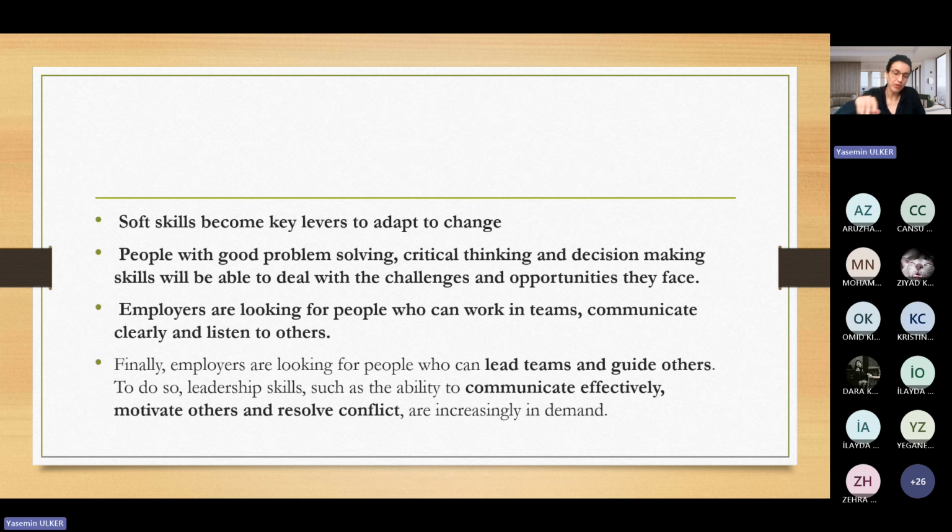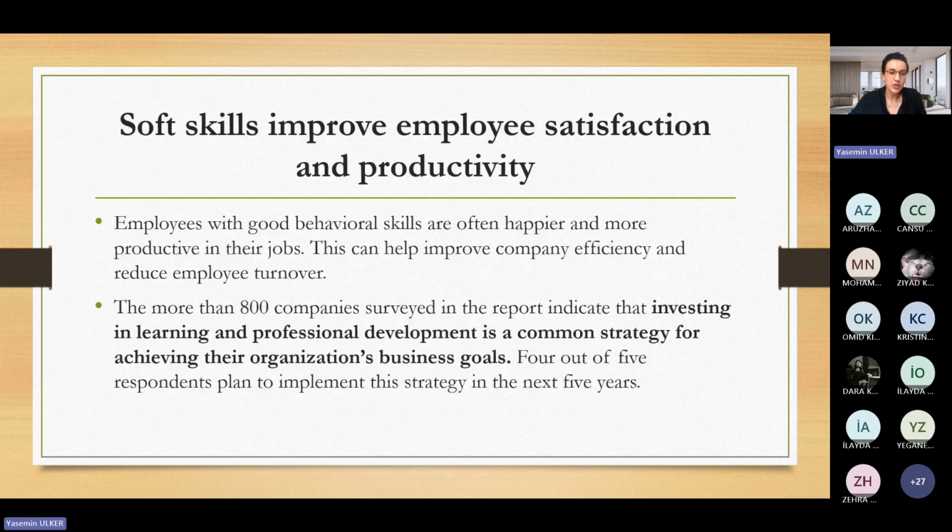But let's go back to our topic. You don't have to be a leader, but still you have to have these sort of skills. Let's continue with that. Soft skills improve, of course, employee satisfaction and productivity. So the more than 800 companies surveyed in the report indicate investing in learning and professional development is a common strategy for achieving their organization business goal.